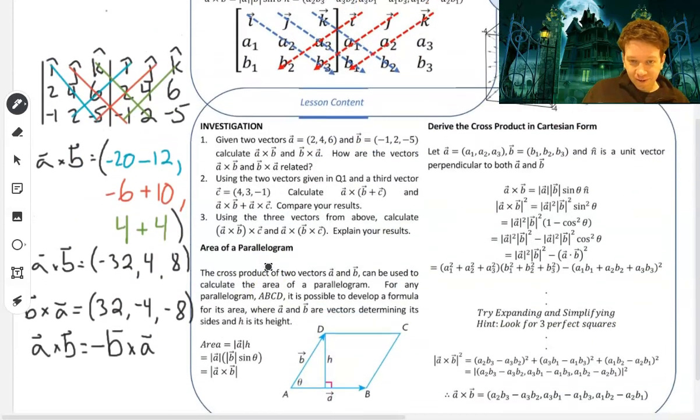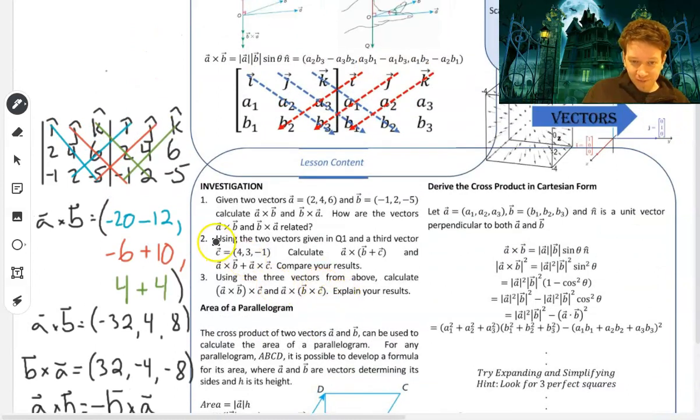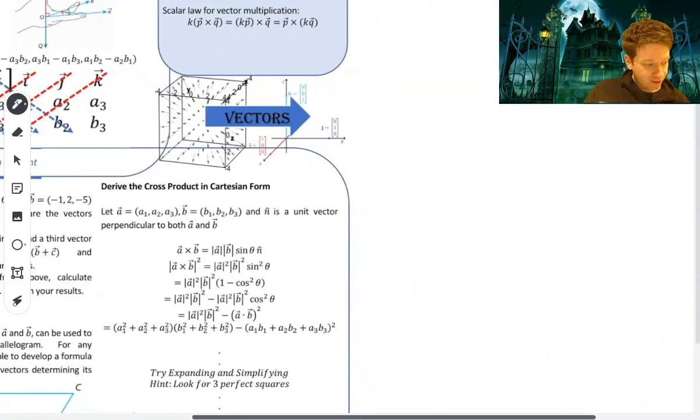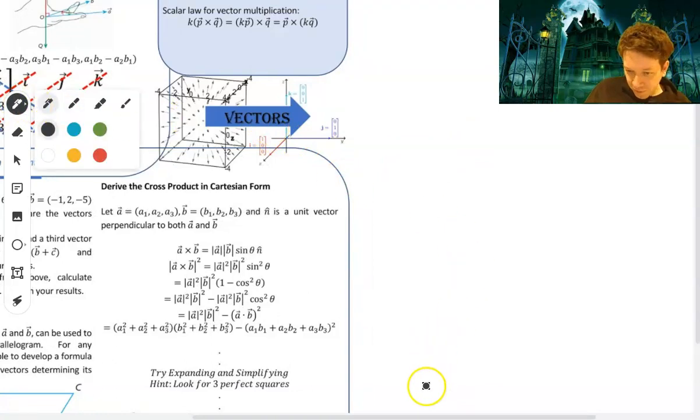All right. Let's try investigation question number 2. This one says we're going to use those same 2 vectors A and B, but we're going to add a 3rd vector C. And we're going to calculate A cross B plus C, and then A cross B and A cross C. So we're going to see if the distributive property works with a cross product. So let's go over here. And I'll write this down. A bit more room here.